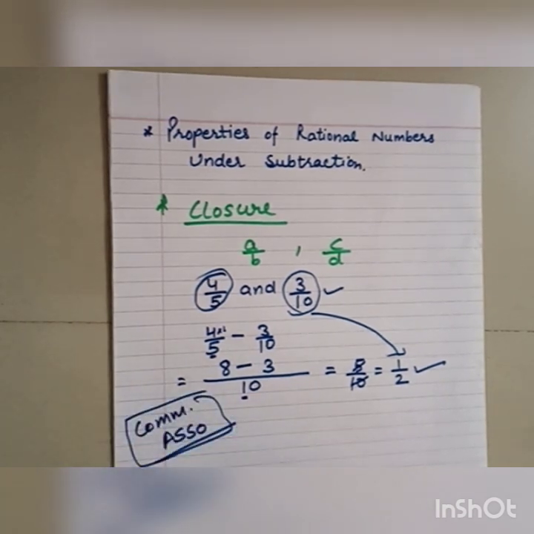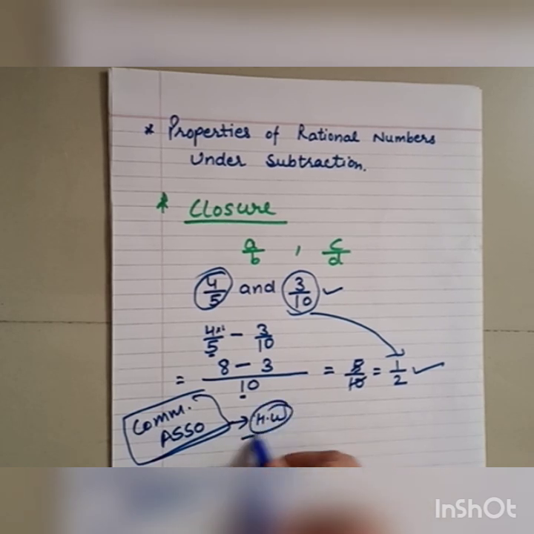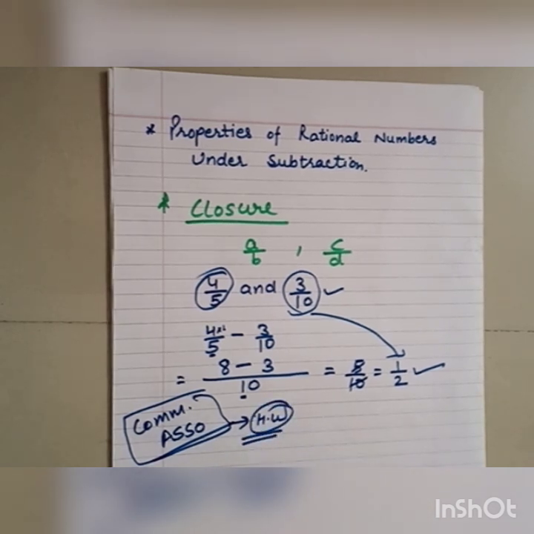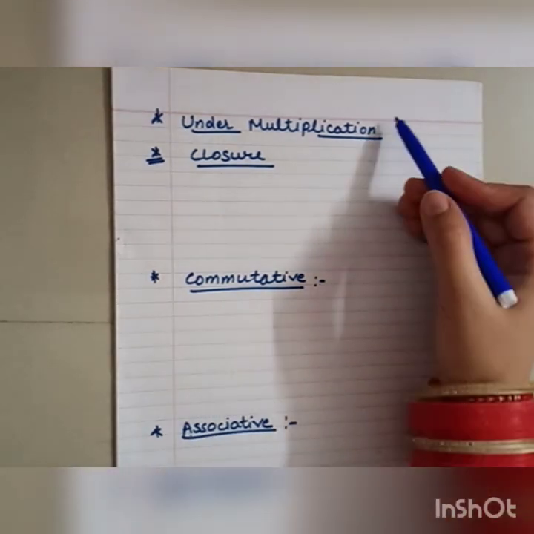Take one example, same as addition. Okay, and take different examples if possible. So this is your homework. Now next, properties of rational numbers under multiplication.